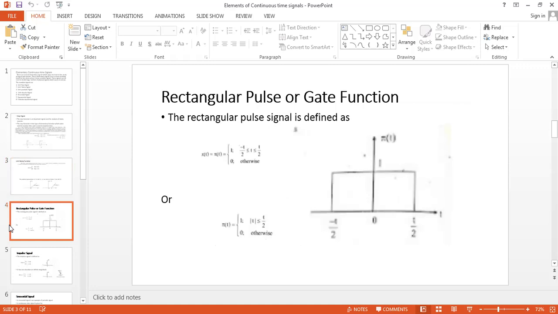Then the rectangle pulse, or gate pulse. For these two values alone, from this to this value alone, you'll have output. For the other values, the value will be 0. So x of t is equal to pi of t, which is 1 for t between minus T by 2 and plus T by 2. For all other values, you have 0. So pi of t is equal to 1 for t less than half, and 0 otherwise.